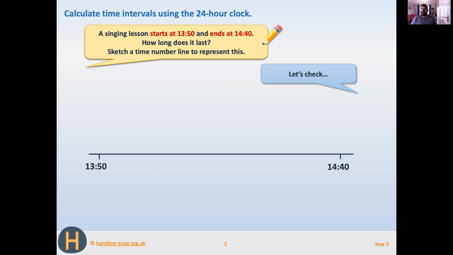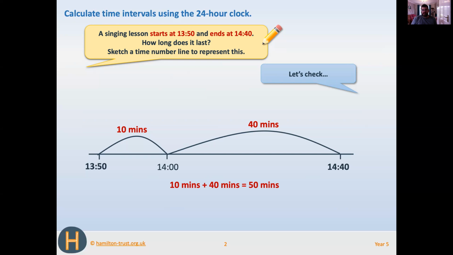Here we are. We'll be jumping on to the next hour. We're going to jump on to 2 o'clock. How far have we jumped from 10 to 2 or 13:50? Hopefully you've jumped 10 minutes. Then again, we can see the next jump is nice and easy, all the way from 14:00 to 14:40. And there you go. So again, we've done 50 minutes. That sort of thing is fairly straightforward.